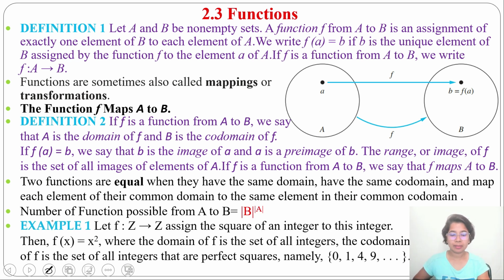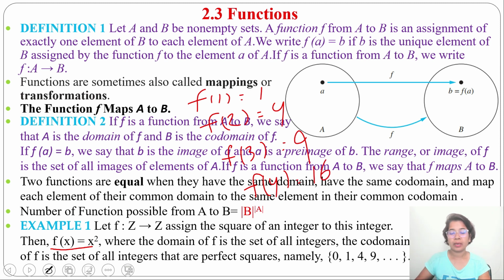Now, example 1. Let f: Z to Z assign the square of an integer to these integers. Then f of x equals x squared, this is our function, where the domain of f is the set of integers and the codomain will be the set of integers that are perfect squares. Like f of 1 equals 1, f of 2 equals 2 squared, which is 4. f of 3 will be 3 squared, it's 9. f of 4 will be 4 squared, it will be 16. So here the domain will be the set of all integers and the codomain is all the perfect squares.